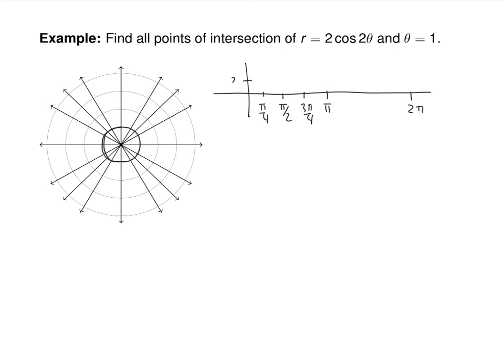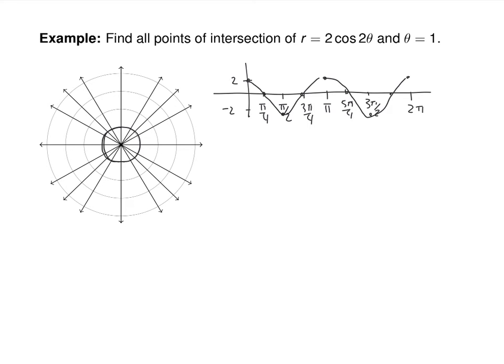Starts off at 2, down to 0 by pi quarters. There we go. 3 pi halves, 5 pi quarters. Okay.